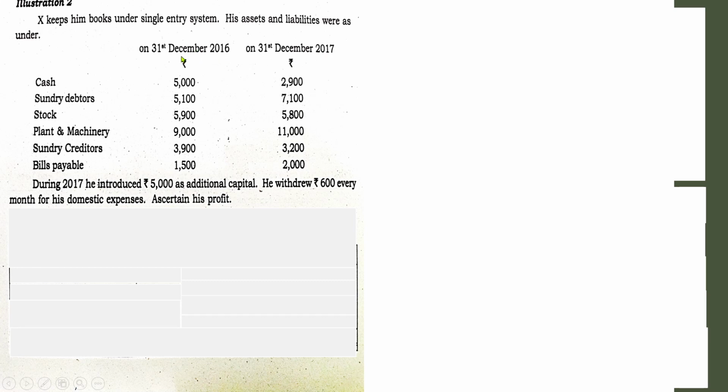The same can be given like this: 1st January 2017. 31st December 2016 and 1st January 2017, these two dates represent the same thing, that is the opening balance. So it might depend upon the nature of the question. I hope you are familiar with the terms given and the dates given. Okay, these represent opening balances, these represent closing balances.